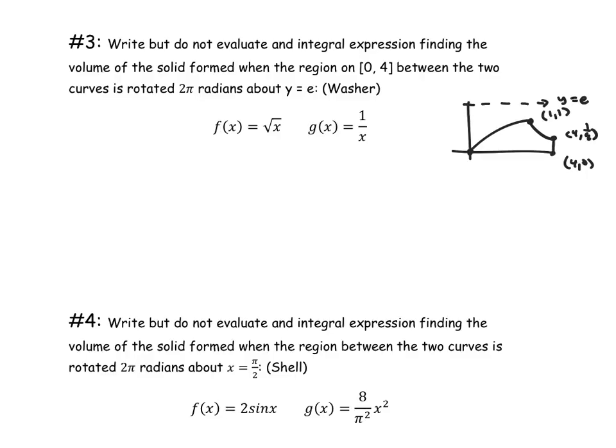Okay, number 3, but do not evaluate an integral expression finding the volume of the solid formed when the region from 0 to 4 between the two curves is rotated 2 pi about the line y equals z. Okay, so now your axis of revolution is y equals z.